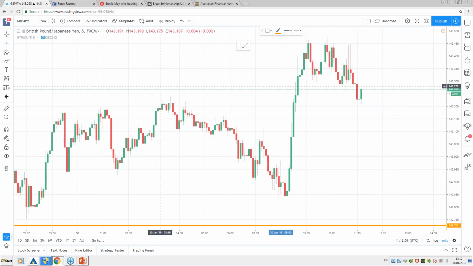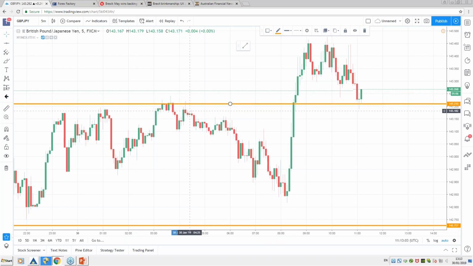Okay, and you see the support line held. You could have traded up from the support. It tested it, went down by a little bit, and boom, there it goes up. So you could add a pending order to buy above, a pending order below to sell, and whichever one wins out wins.